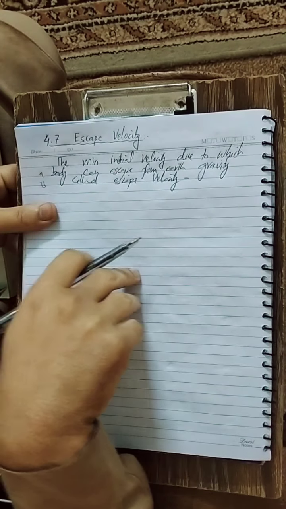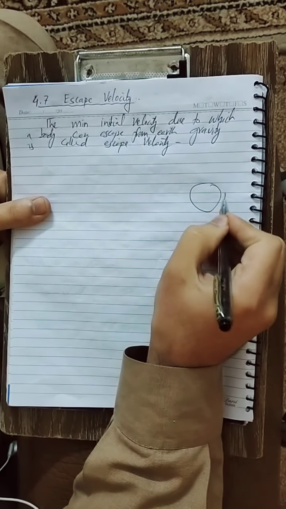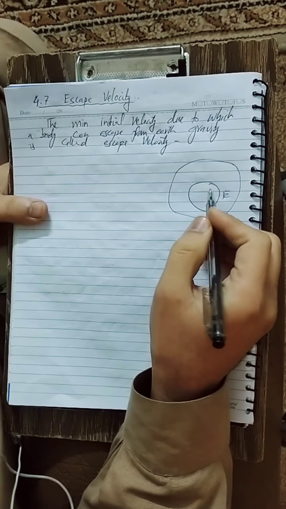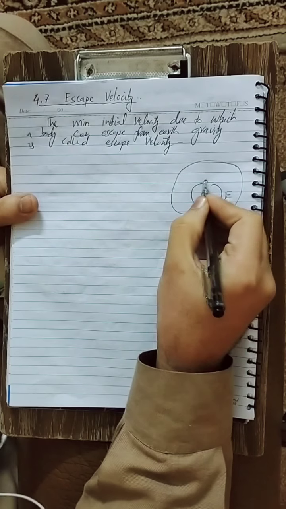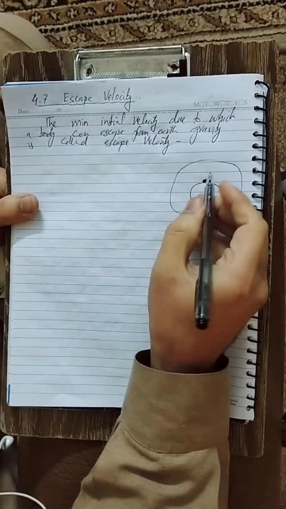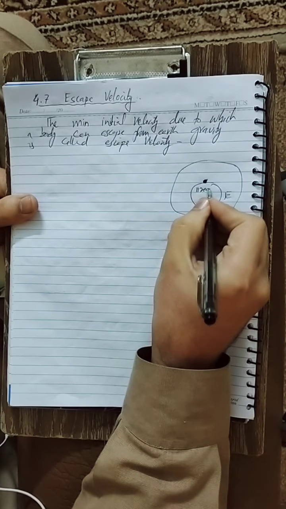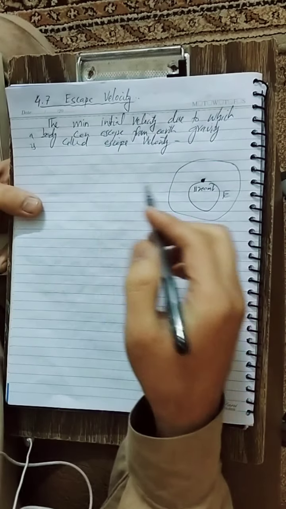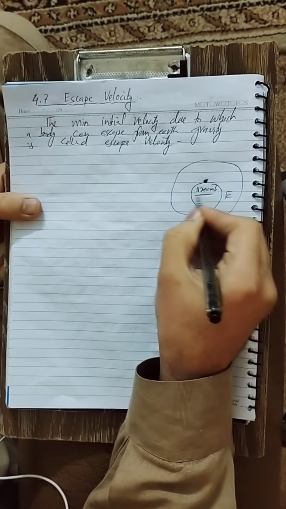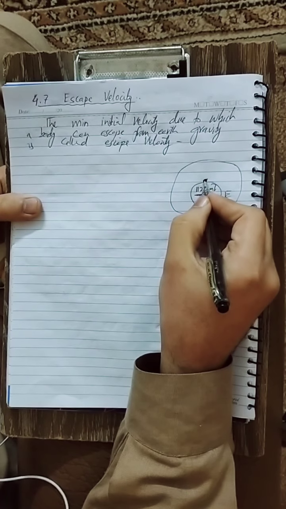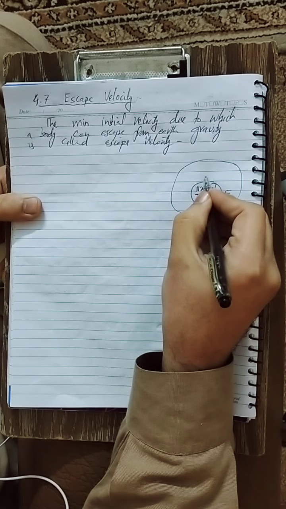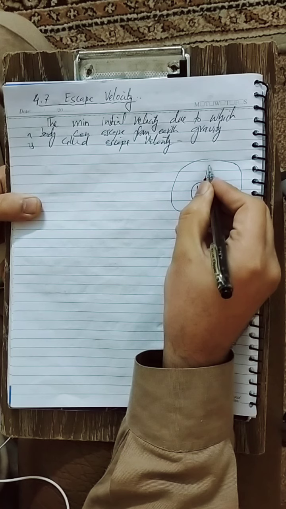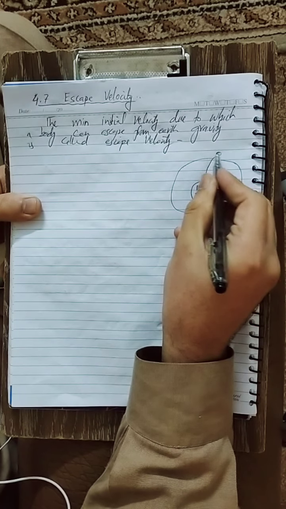It means, consider this is the surface of the earth and this is the gravitational field. Now, if I throw the ball up with a velocity of 11,200 meter per second, then this body will go up and slow down gradually, slow down, until it stops.